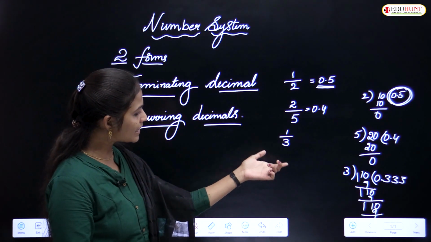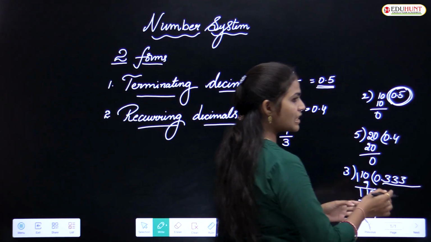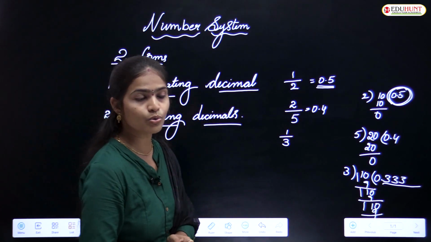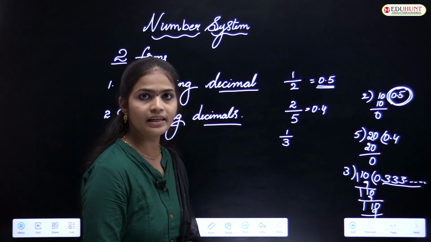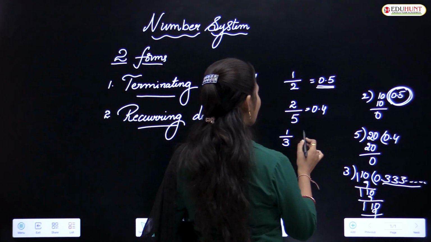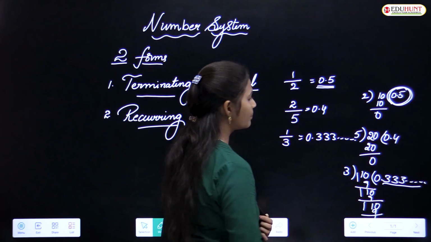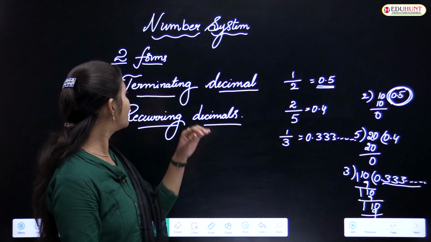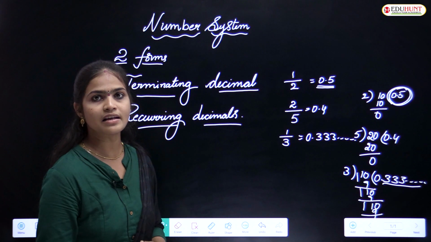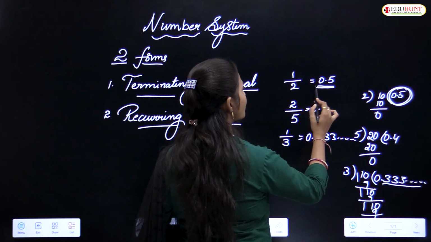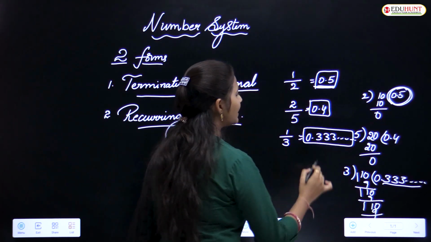Is there any change in any step? There is no change. So in the decimal part we can observe 0.3333 and so on. Why? Because we don't know where we will get the end point. So that's why we observe 0.333 and so on. Here I am talking about terminating decimals and non-terminating decimals. Once observe these three examples: 1 by 2 is equal to 0.5, 0.4, 0.3333 and so on.